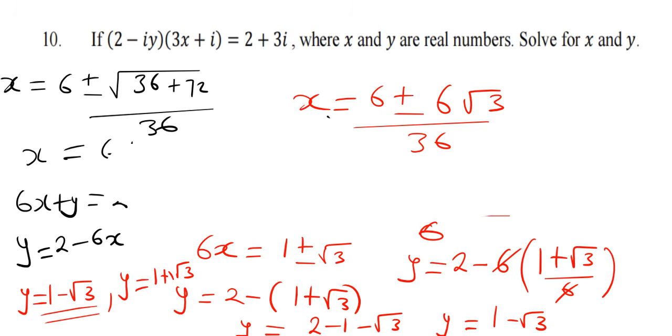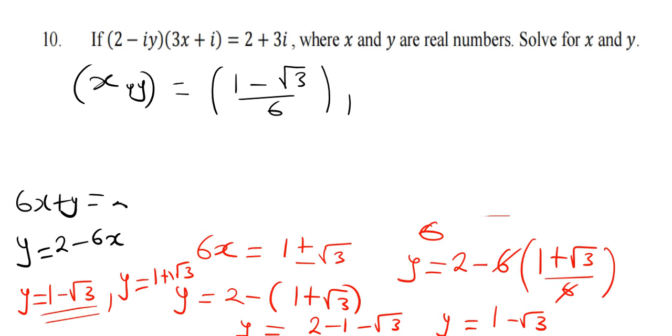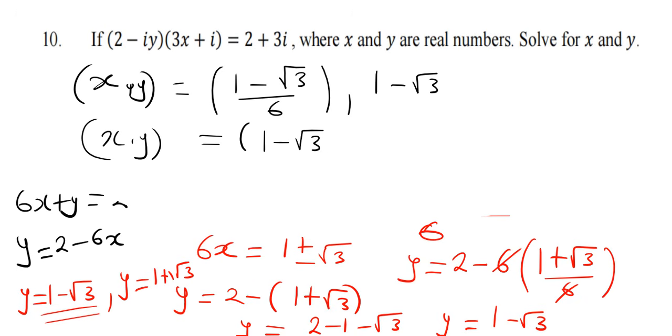So let's write them nicely. We've got x and y as a point. So this is equal to, the first one we said is 1 over 6, and the answer that we got for y is 1 minus root 3. Then again we have another set of answers for x and y. This time around we got 1 plus root 3 over 6.